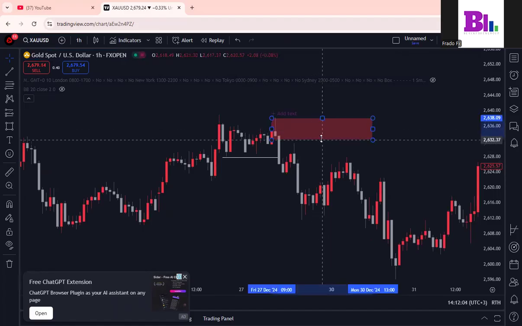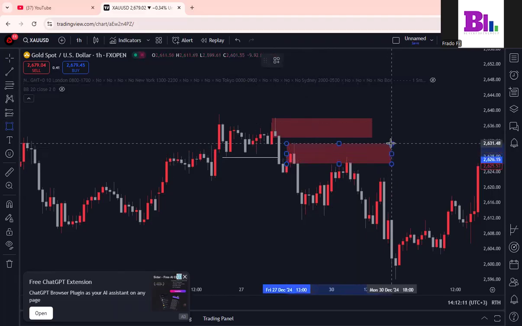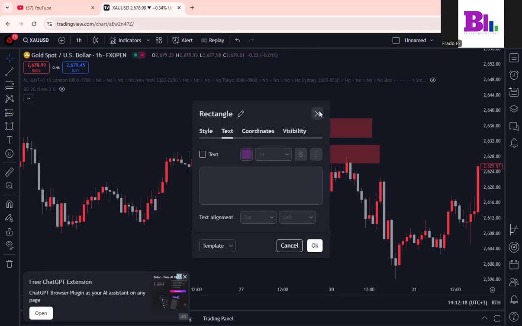We have another one here. Let me show you here. We have another one here, which is here because of that break of structure. Because of this break of structure, you can see now.